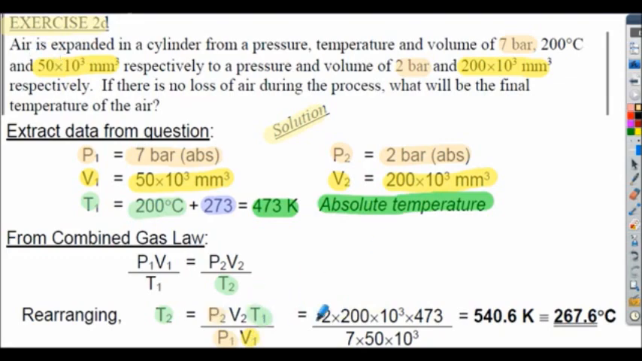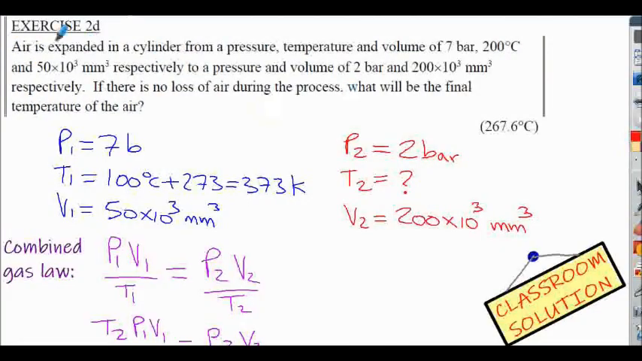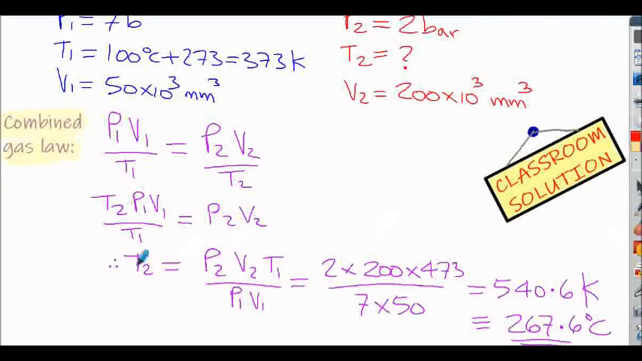Insert in the values. Notice I've kept the pressure in terms of bar and I've kept the volume in terms of millimeters cubed here because the units effectively cancel out. I've got pressure in the numerator and denominator of the equation as I have volume in numerator and denominator, so the units cancel out to leave me with an answer of T2 is 540.6 K, or subtracting 273, that's 267.6 degrees C. Here's exercise 2D, the classroom solution, worked through with the students. Shows a more detailed transposition of the combined gas law. Rearranging here for T2.